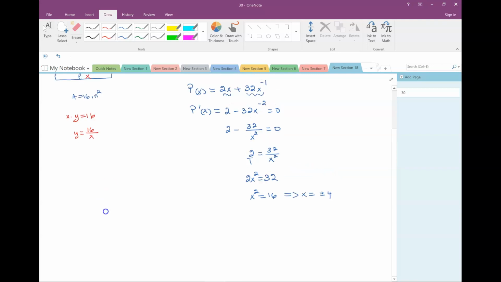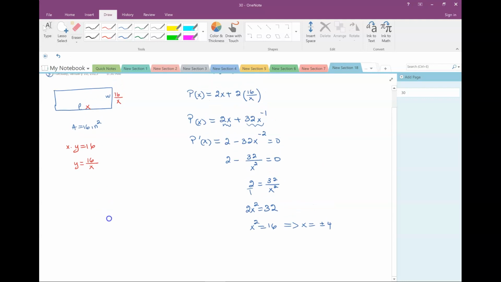Okay, now let's talk about domain. What does x represent? Physically, what quantity does x represent? The length of one of these sides, all right? So it clearly can't be negative. Can it be 0? No. So it just has to be a number that's positive, right? So the domain is x is greater than 0. So here we say x is 4.